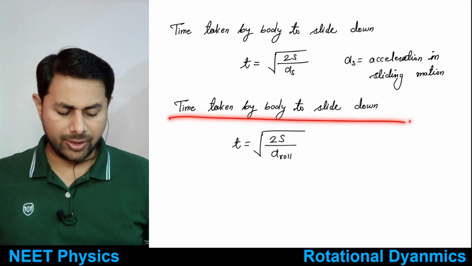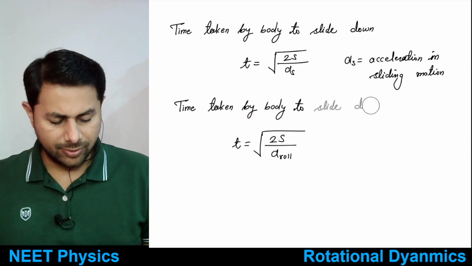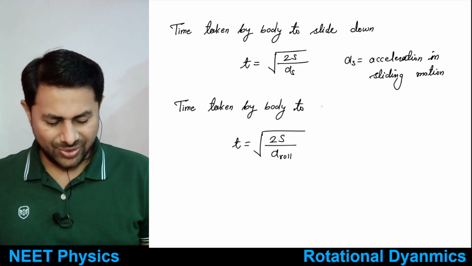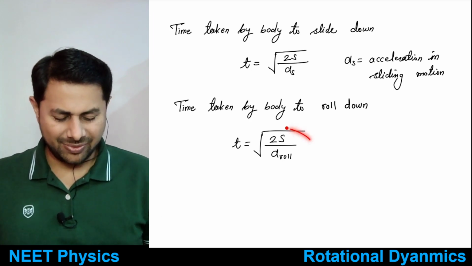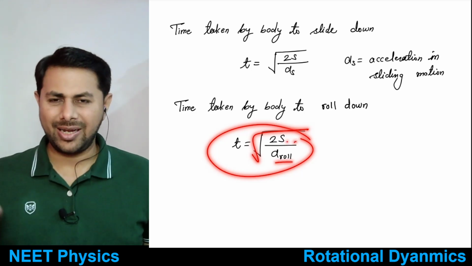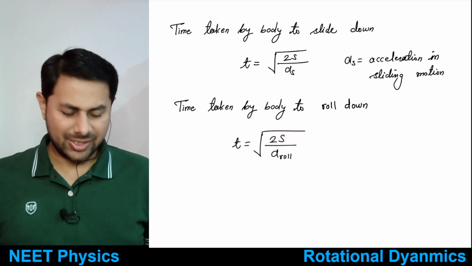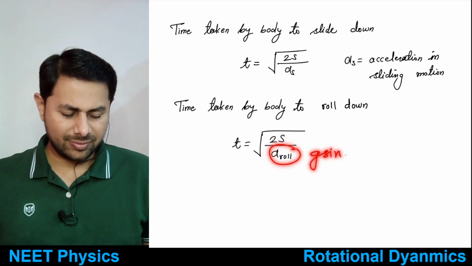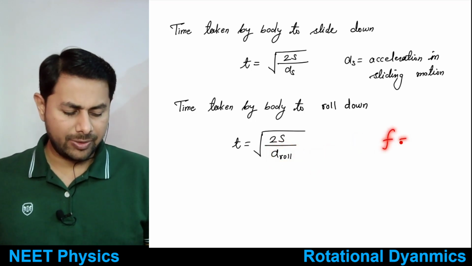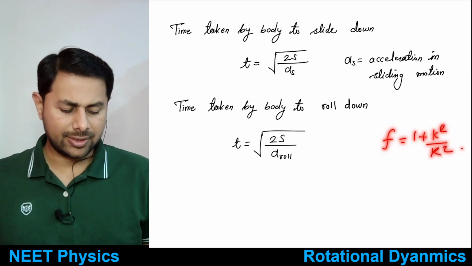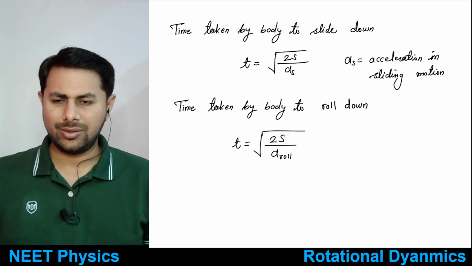Then what is the time taken by a body to slide down in rolling motion? Not slide down, roll down. Time taken by a body to roll down an inclined surface is equal to square root of 2s divided by acceleration in rolling motion, which is g sine theta divided by f, and that f you can move to the numerator. What is f? f is equal to 1 plus k square upon r square. So is this thing clear to everyone?